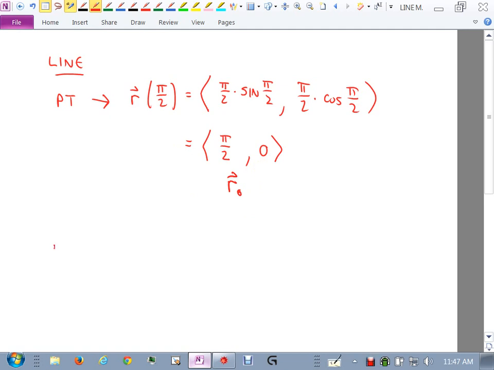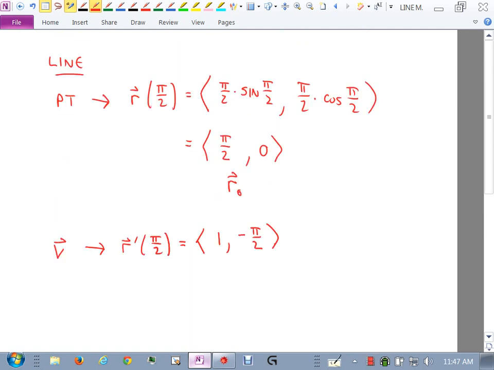And then now we need the direction vector. But that's exactly what? The derivative, right, of R at pi over 2, which is the vector 1, was it? Yeah, 1, negative pi over 2. Yes?